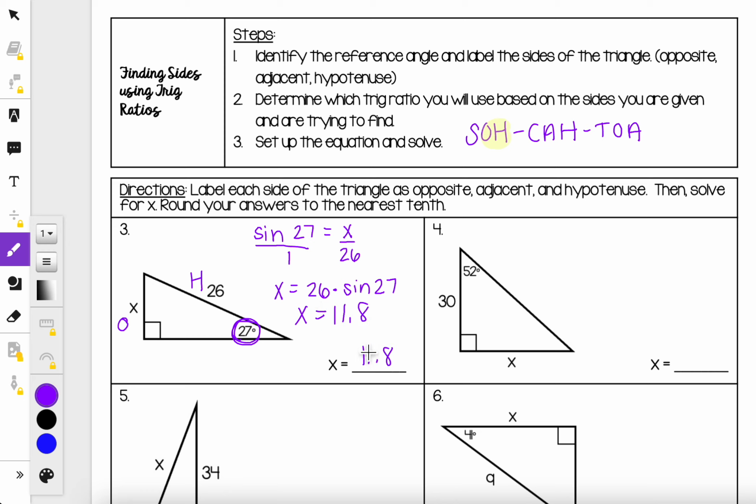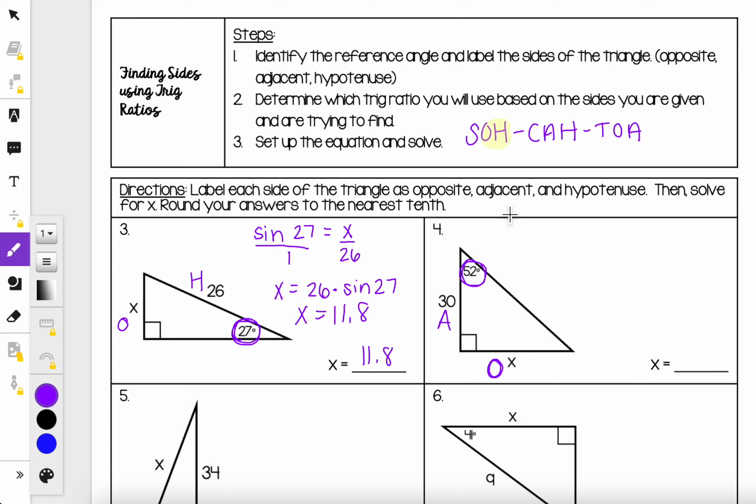All right, let's try number 4. Okay, so number 4, our reference angle is 52 degrees. So I'm going to circle my reference angle, and then I'm going to highlight my opposite, my adjacent, my hypotenuse. So my opposite side is this x here. My adjacent side is 30. All right, my hypotenuse doesn't have a number or a variable, so we're not going to fill anything in there.